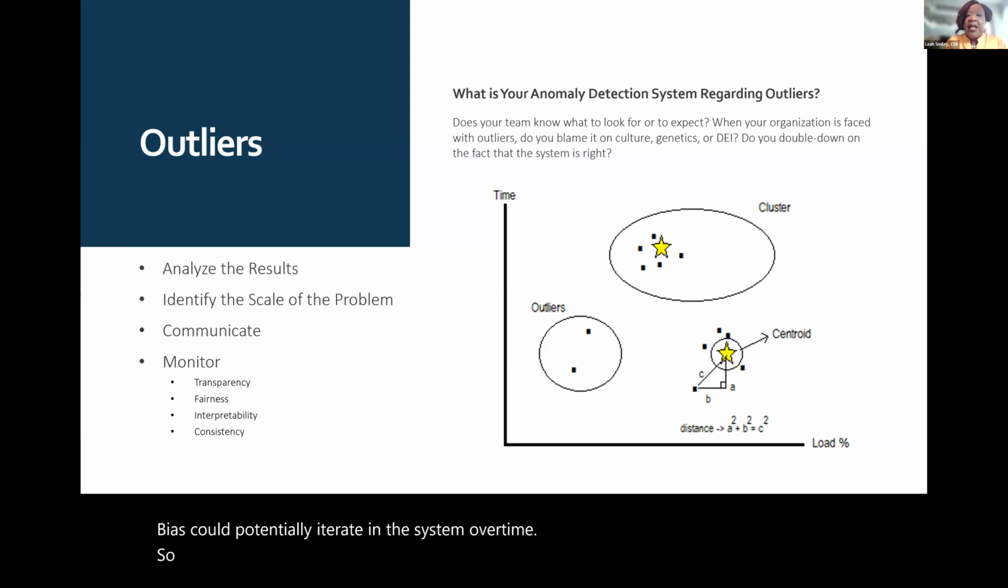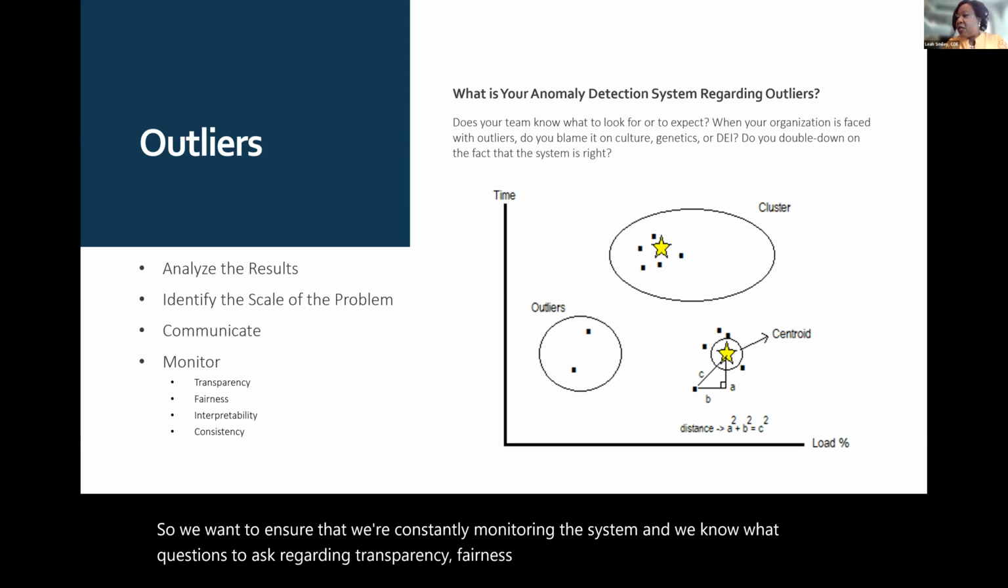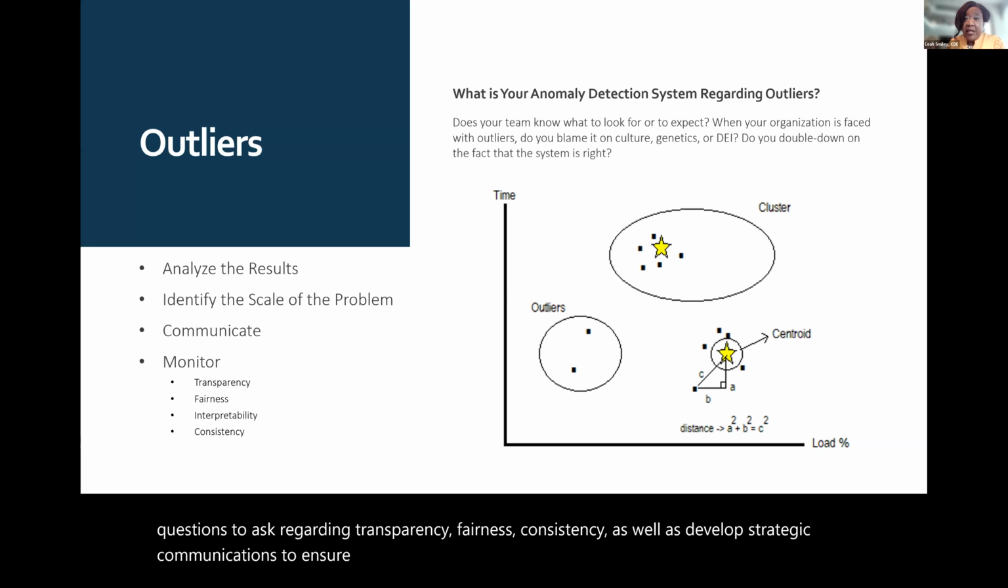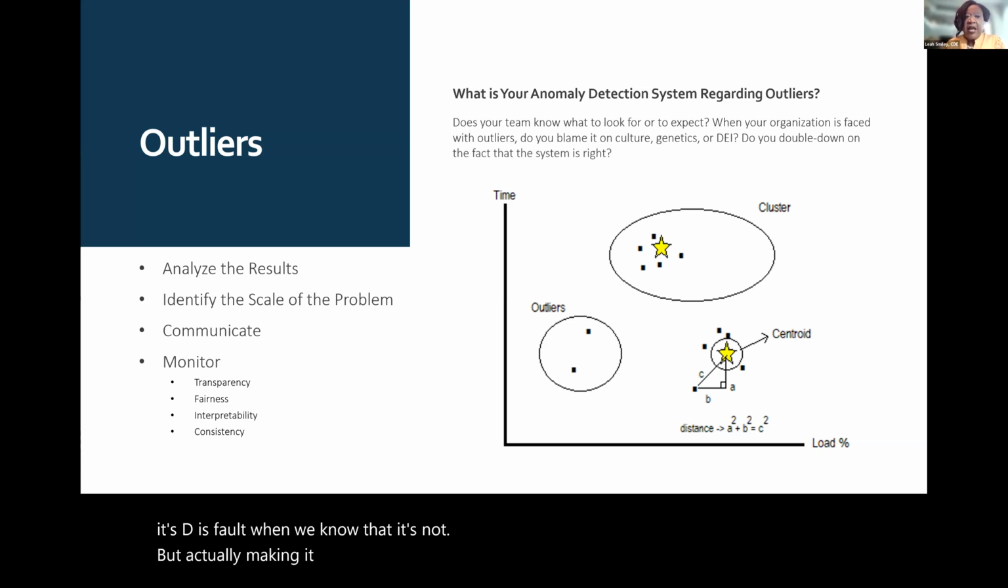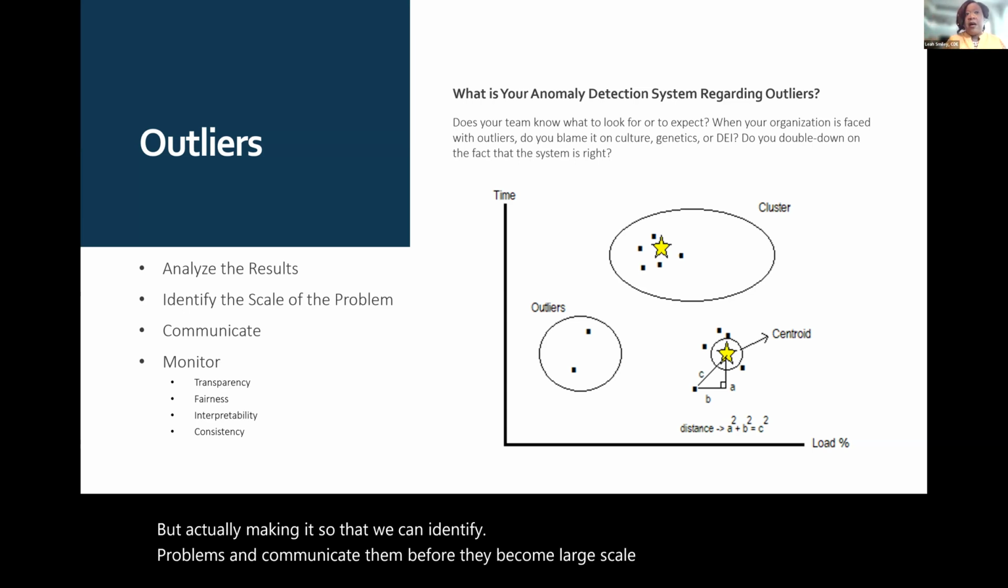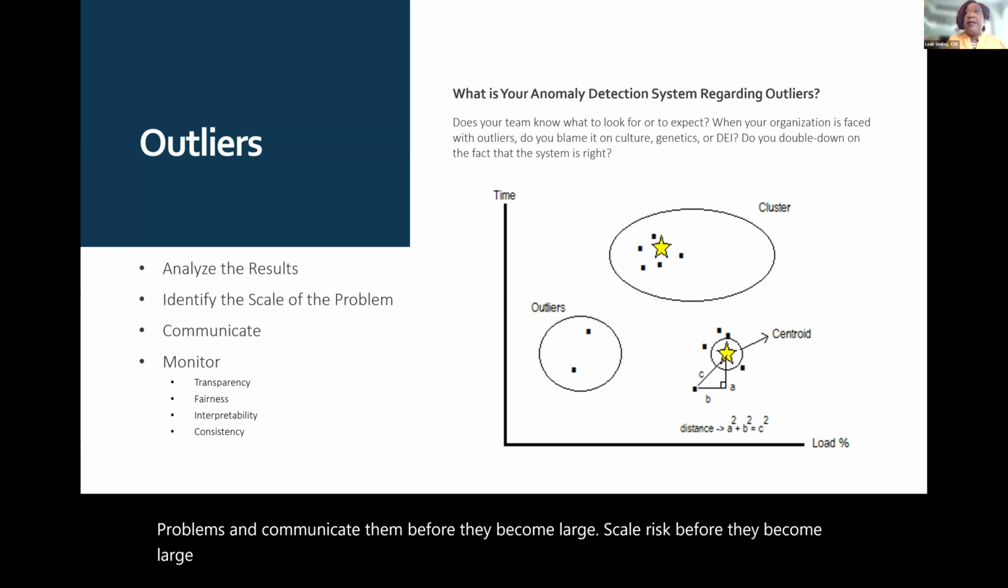So we want to ensure that we're constantly monitoring the system, and we know what questions to ask regarding transparency, fairness, consistency, as well as develop strategic communications to ensure not that we are placing the blame somewhere else, like saying, hey, it's DEI's fault when we know that it's not, but actually making it so that we can identify problems and communicate them before they become large scale risk, before they become large scale problems that ultimately impact millions or thousands of people.